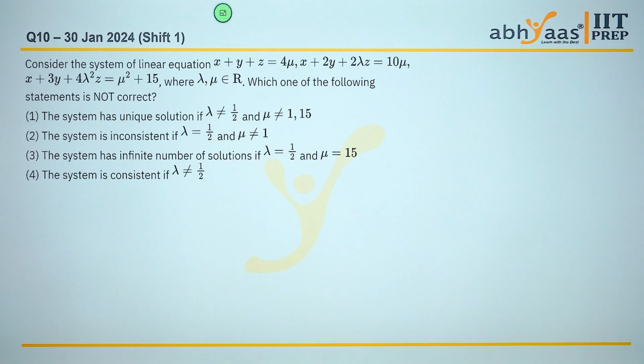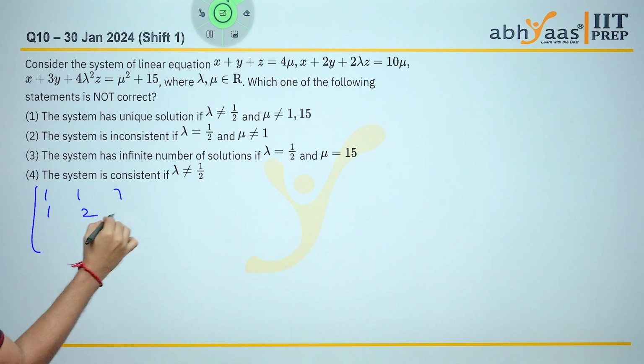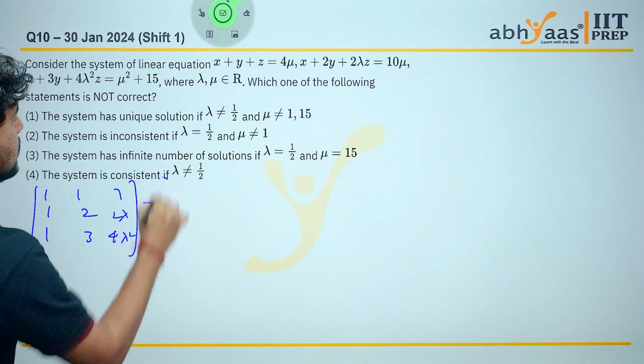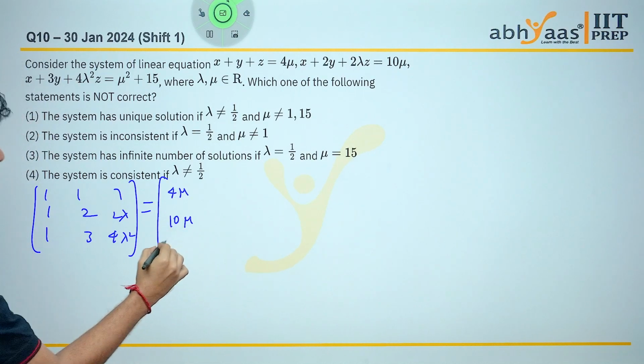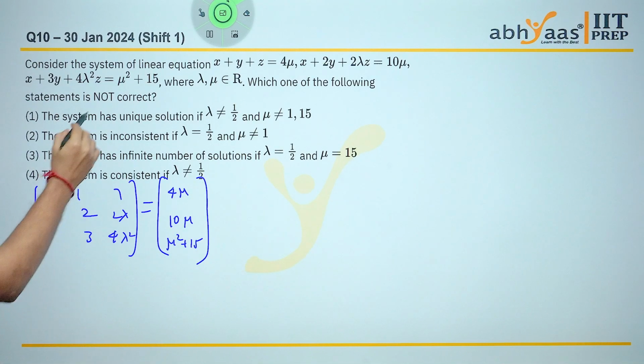Consider the system of linear equations x plus y plus z equal to 4 mu and x plus 2y plus 2 mu z equal to 10 mu, x plus 3y plus 4 lambda square z equals mu square plus 15. Which of the following statements is not correct? So we have to check which statement is not correct. The determinant 1 1 1, 1 2 2 lambda, 1 3 4 lambda square, equals 4 mu, 10 mu, square plus 15. Okay.